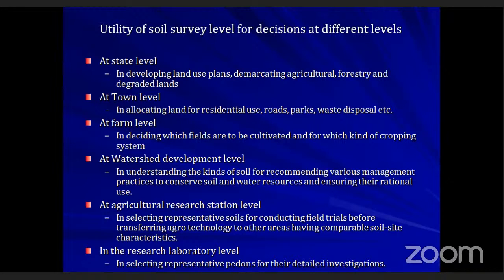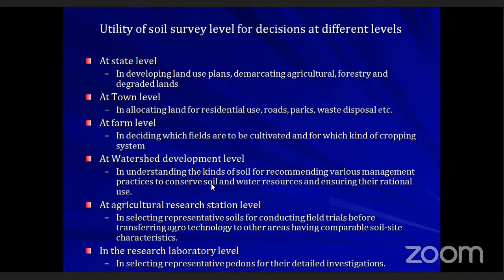At the same time, at the farm level, agriculture is very important, and we want to classify which land is cultivable and what kind of crops can be grown. This is very important, students. As a pedologist, as a soil scientist, this is a very important aspect for us. Which land is suitable for cultivation, and which kind of crops are suitable for that particular soil. This is at the farm level, which is very important.